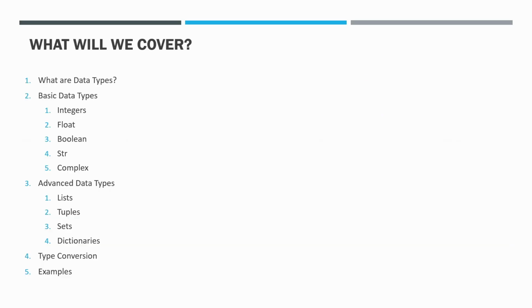So what are data types? That's what we are going to cover in this video. We'll touch base on basic data types, including integer, float, boolean, string, and complex. And then there are also advanced data types, which include lists, tuples, sets, and dictionaries. We will just touch base on them. We'll not go into the details of advanced data types in this video.